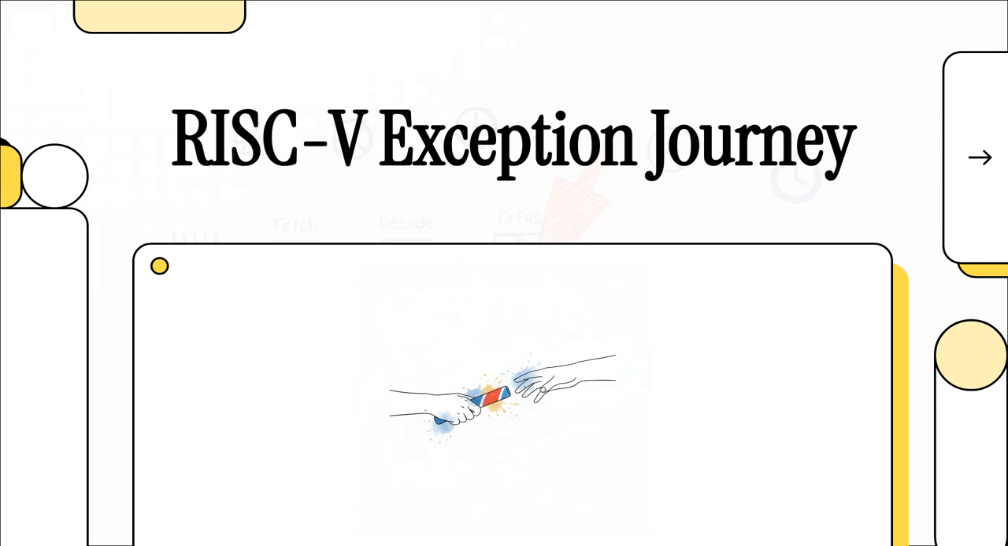Welcome to this explainer. Today, we're going to do something pretty incredible. We are going to completely freeze time and trace the sub-microsecond relay race between hardware and software during a RISC-V synchronous exception. Now, RISC-V synchronous exceptions are literally one of the most important mechanisms that ensure architectural correctness and system reliability, and today we're breaking down exactly how they work.